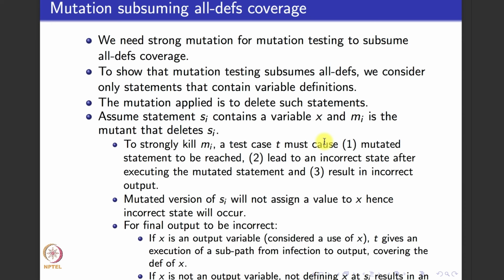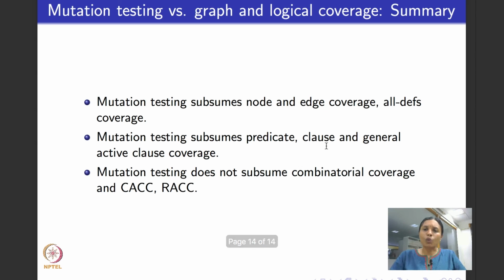And the claim is that if that statement is removed, you will definitely meet all the three conditions of reachability, infection, and propagation. So the output of the mutated program is guaranteed to be different from the output of the original program because one single statement is missing. Because the statement is missing, mutation testing subsumes all definitions coverage. So just to summarize what we learned today, in the graph coverage criteria, mutation testing subsumes node edge coverage amongst the structural criteria, and in the data flow criteria, it subsumes all defs coverage.